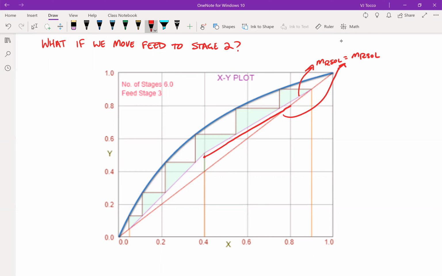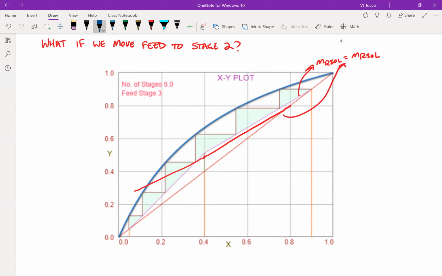Now I've got an intersection point there with the feed operating line, which does not change, by the way. The feed operating line is not a function of what stage the feed comes in at. So the feed operating line is still in the same place, and the intersection is still on both operating lines. It just has to do with where my stage stepping is occurring. So I'm going to extend this red line all the way.